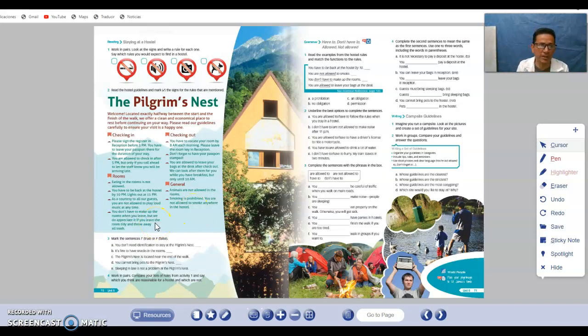So after reading this, you're going to answer the questions. You're going to mark the sentences, exercise 3. Mark the sentences true or false. So you need to write T or F. Okay. So number 1, you don't need identification to stay at the Pilgrim's Nest. So what do you think? Is it T or is it F? Okay, I give you 5 seconds.